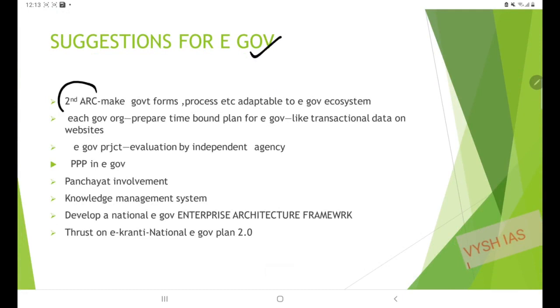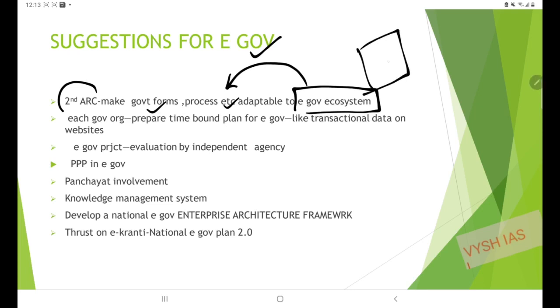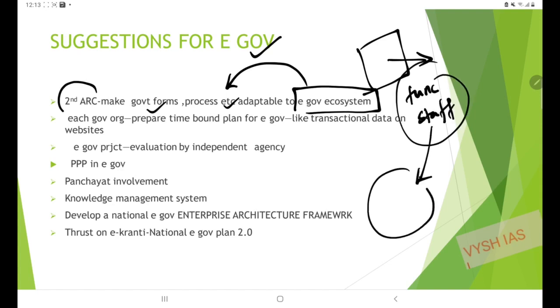So second ARC has given some suggestions. What we can do is, we have to make the government forms, processes, exams, etc. adaptable to the e-governance ecosystem. So first of all, there should be coordination. We have to first incorporate the infrastructure. Suppose we are having an office, that office infrastructure, both in terms of functioning and the physical infrastructure, adequate computers should be given, adequate staff should be given, so that this office becomes adaptable to the e-governance ecosystem, and there is a smooth functioning.